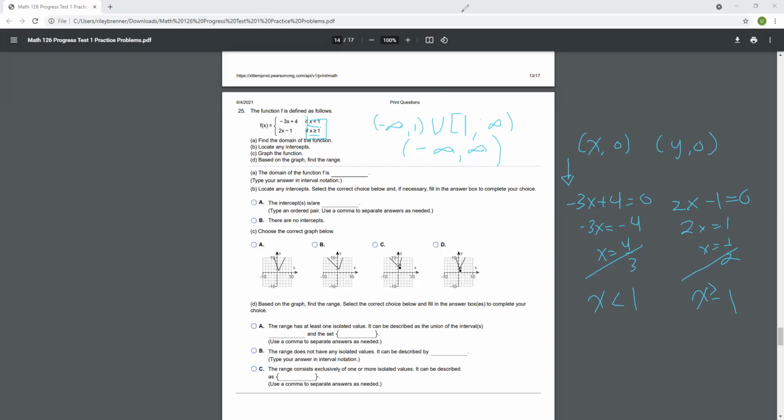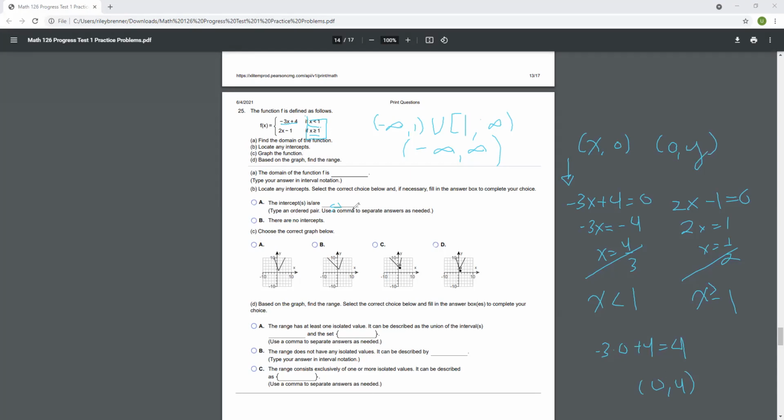Then when we're talking about y-intercept, which I did write down wrong, I hope you caught that, this should be 0, y. I'm going to take 0. I'm going to identify which function it falls under. So 0 is less than 1, so I'm going to plug it in here. So then I get -3 times 0 plus 4, which is just equal to 4. So that would indicate to me that 0, 4 is where my intercept is. And that would be the only solution here.